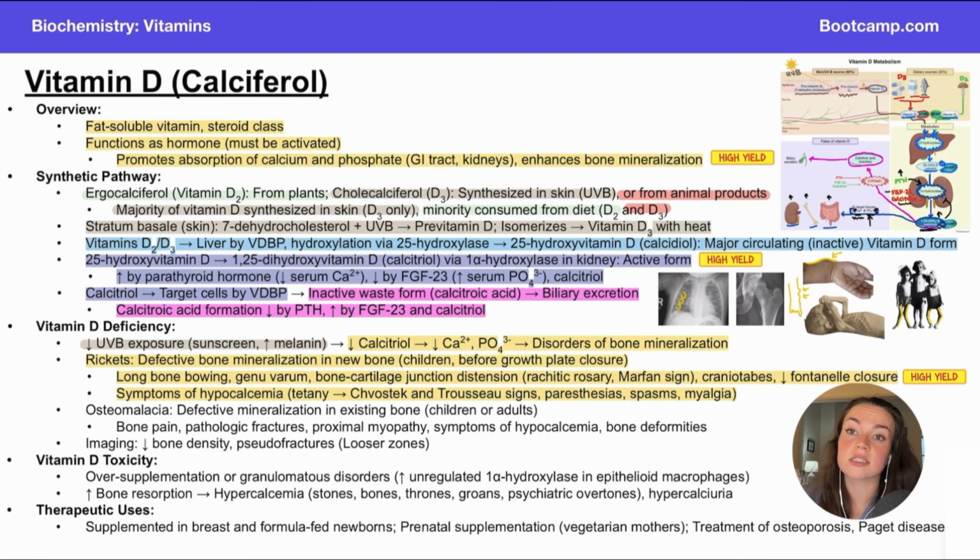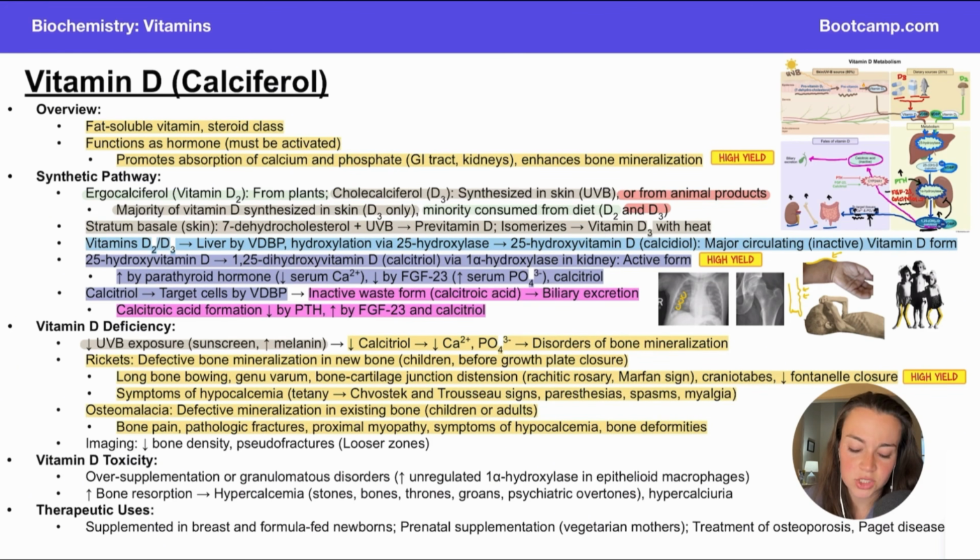So we said rickets is defective bone mineralization when the growth plate is still open. Osteomalacia is defective bone mineralization when the growth plate is closed. This is existing bone, and so this can happen in children whose growth plates are already closed or in adults. Usually they like to test rickets with children and osteomalacia with adults. You should know that that's technically not correct, although it's a pretty solid rule of thumb. Osteomalacia presents with bone pain, pathologic fractures, proximal myopathy, symptoms of hypocalcemia like we just talked about with the Chvostek and the Trousseau sign, and bone deformities. Similar to rickets, but not as stark.